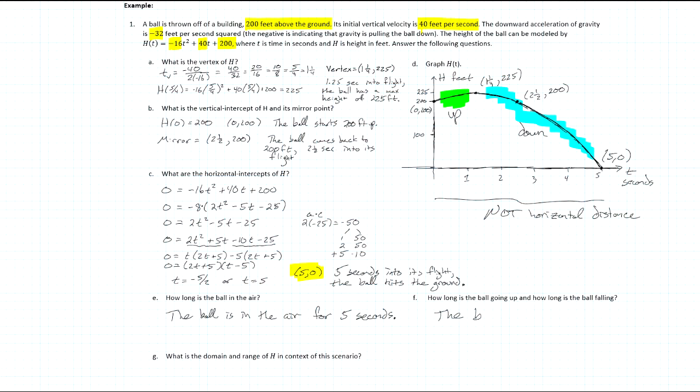The ball rises or goes up for 1.25 seconds and then falls for the duration. So that's going to be from 1 1/4 to 5 seconds. That's going to be 3 3/4 seconds, so 3.75 seconds.